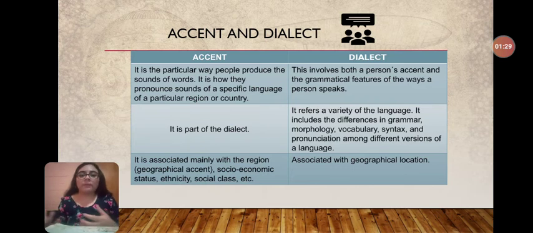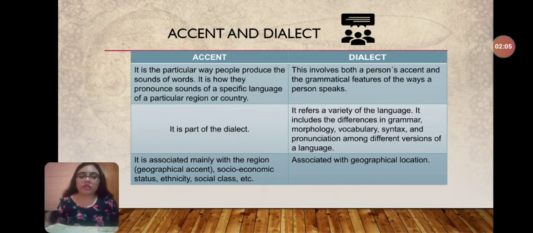Accent is how the people pronounce sounds of a specific language of a particular region or country, while dialect refers to both person's accent and the grammatical feature of the ways a person speaks. So we can say that the accent is part of the dialect. On the contrary, dialect refers to a more complex way of the language because it includes the difference between the grammar, morphology, syntax, pronunciation, among other versions of the language.